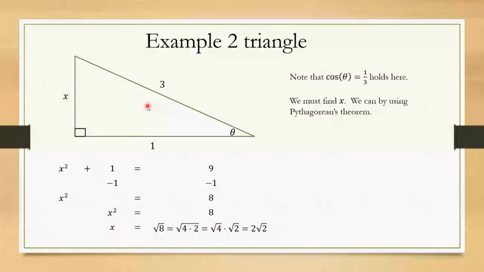So from here, we have x squared plus 1 squared, 1 squared is 1, equals 3 squared. 3 squared is 9. So here's what we're doing. And as you can see, we want to solve for x, the unknown. So we subtract 1. We get x squared is 8, right? X squared is 8.